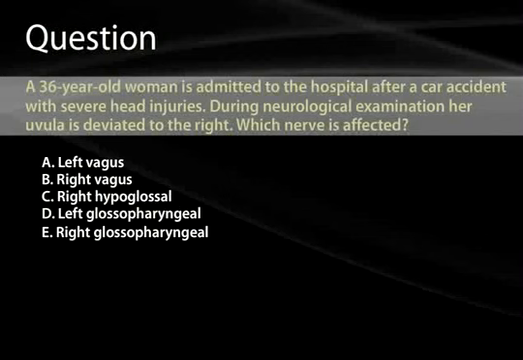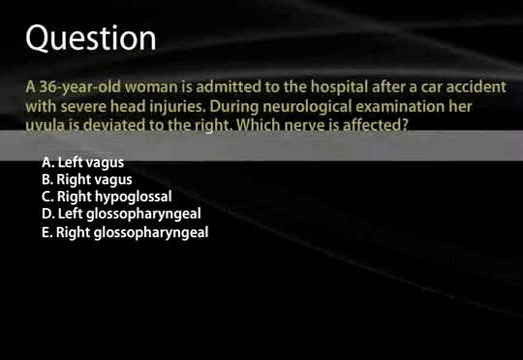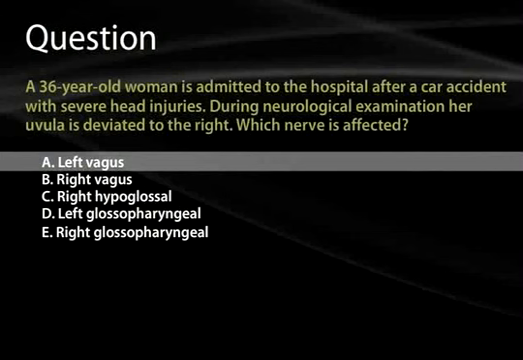Most of you should remember that when the vagus nerve is injured, the uvula will point away from the site of injury. So if she has a deviated uvula that's going to the right, it must be left vagus nerve damage. And that is our answer.